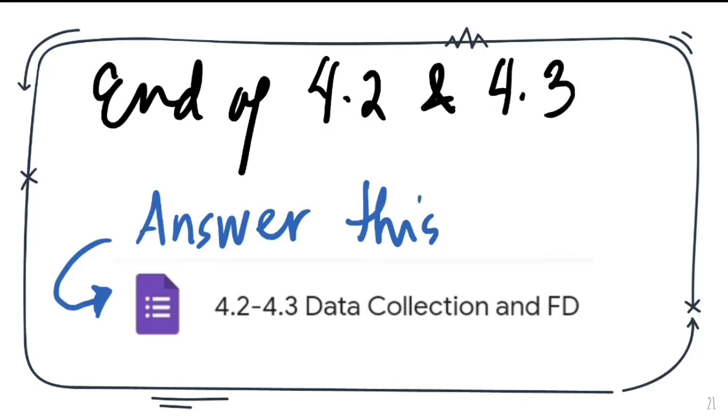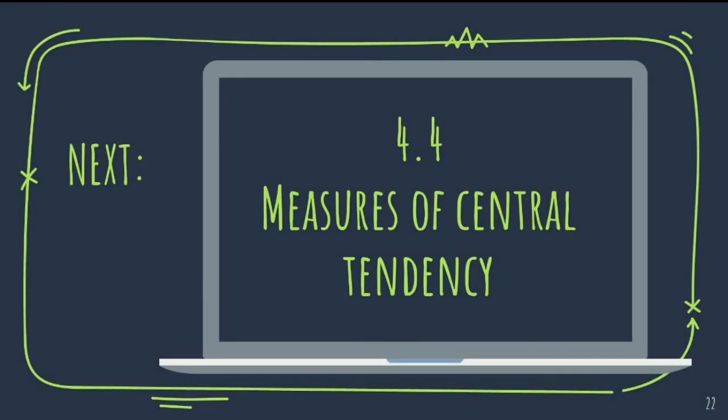And that's the end of 4.2 and 4.3. So kindly answer activity 4.2 for data collection and frequency distribution. Next will be measures of central tendency.